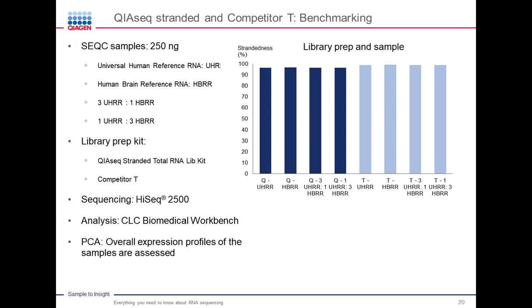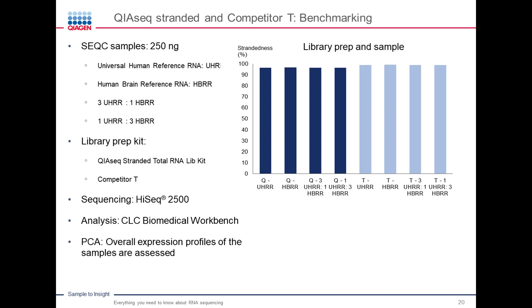So looking at a little bit of data of the QIAseq stranded kit, we used the SEQC samples. So this is your universal human reference RNA and the human brain reference RNA. And we also did the standard titrations of 3 parts universal human to 1 part human brain, as well as 1 part universal human to 3 parts human brain. We used the QIAseq stranded kit as well as competitor T. We sequenced this on a HiSeq 2500. We performed analysis on the CLC Biomedical Workbench. And in the subsequent slide, you'll see the PCA analysis to view the overall expression profiles.